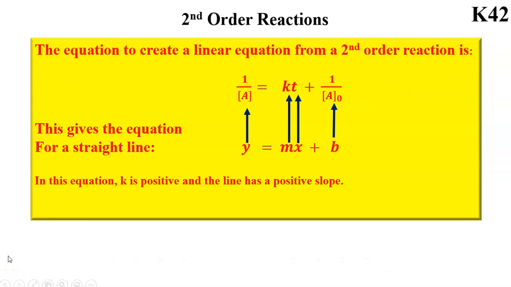All right, so the equation to create a linear equation from a second order reaction is, again, in y equals mx plus b format, and it's 1 over the concentration, no natural logs here, equals positive k in this case times time plus 1 over the initial concentration of A.